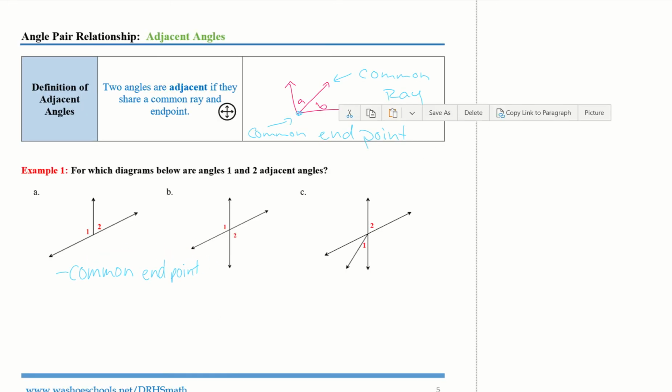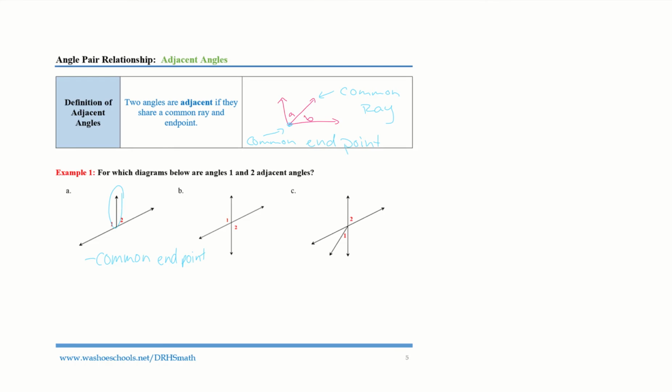As well as this common ray that's right here, the ray that's right in between both the angles, that makes it a common ray. So therefore, A is our answer.